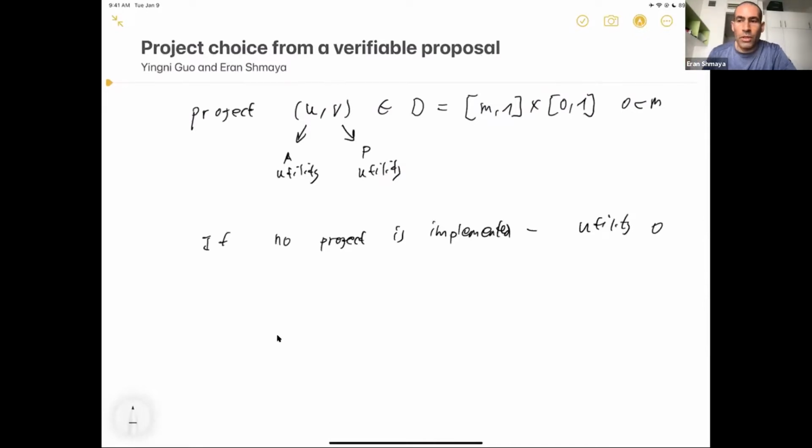So as I said, both of them would like to implement some project. So in principle, why would the principal reject, veto, any project? Well, the reason the principal has to threaten the agent with a veto power is because the principal is worried that the agent will only care about what the agent likes and not about what the principal likes. That's why the principal needs his veto power.